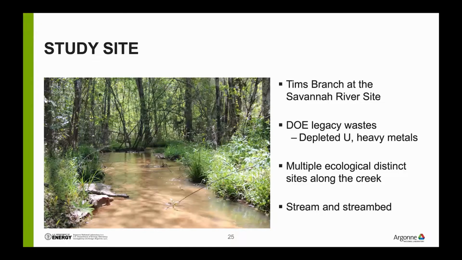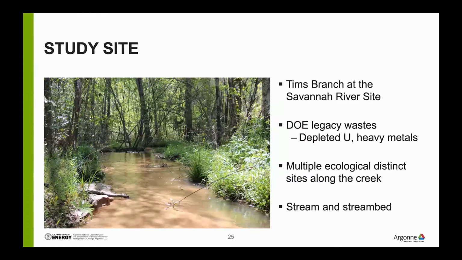So the Thames Branch empties into 3 Mile Run, which empties into the Savannah River, which the good people of Georgia use as drinking water. And so it's important for us to understand what transformations are happening with the uranium at various levels, in order to keep water quality high.